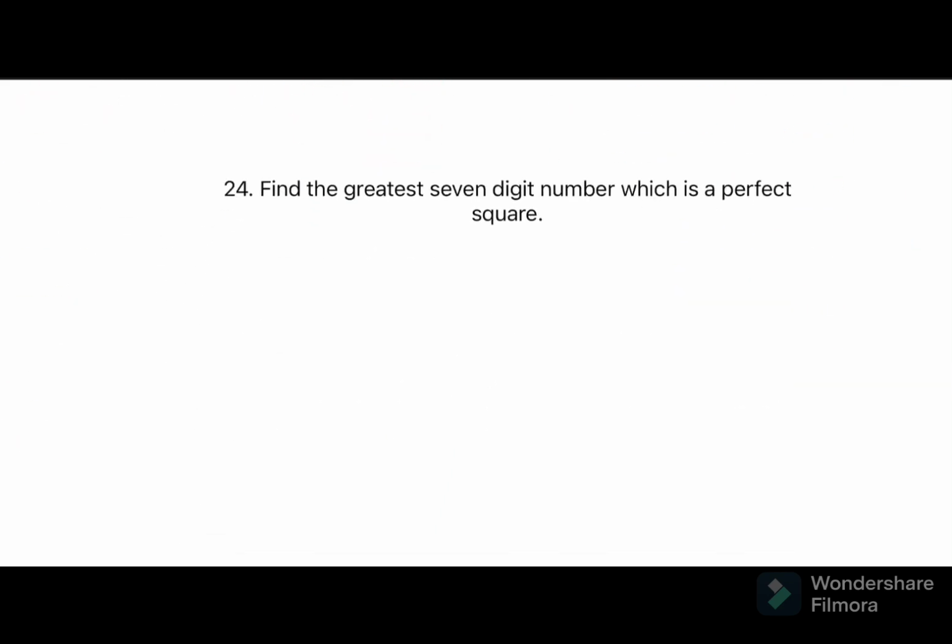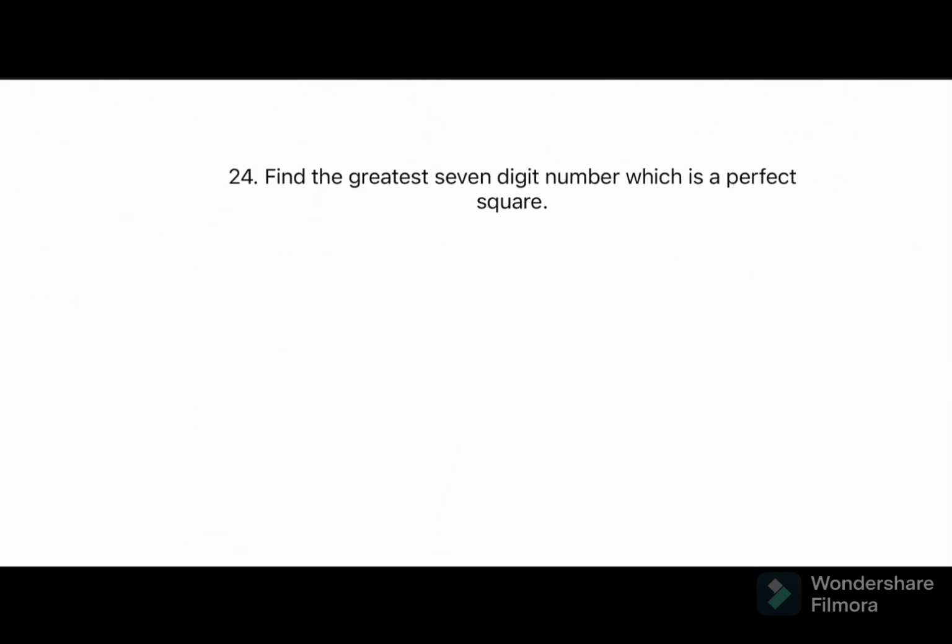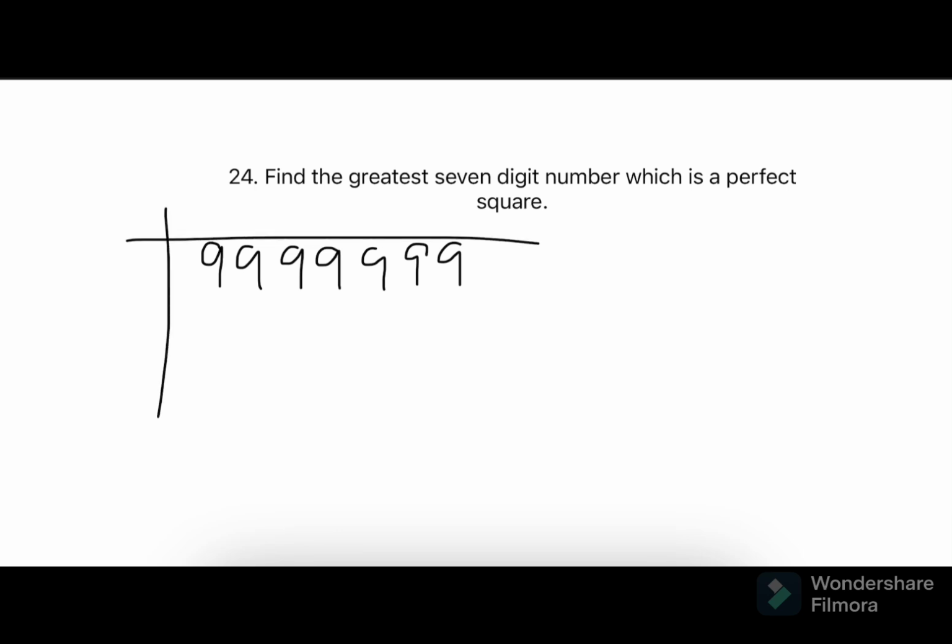Question number 24. Find the greatest 7-digit number. I have taken 2 different types of questions so that we are used to both types. So which is the greatest 7-digit number? As we discussed last time, all 9s should be written 7 times. Now this has to be factorized with the help of the division method. Again, grouping must be done. So 2 in a particular group as pairs. So only 1 is left and that is fine.